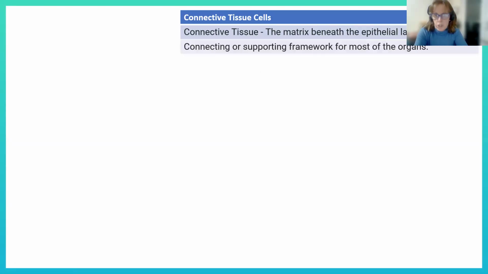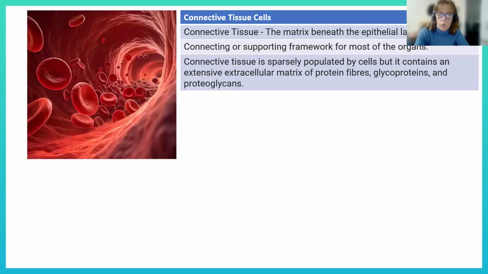Another tissue type now. Okay, so connective tissue cells. Connective tissue is the matrix that we find underneath this epithelial layer. And this layer is important in connecting or supporting most of the organs.